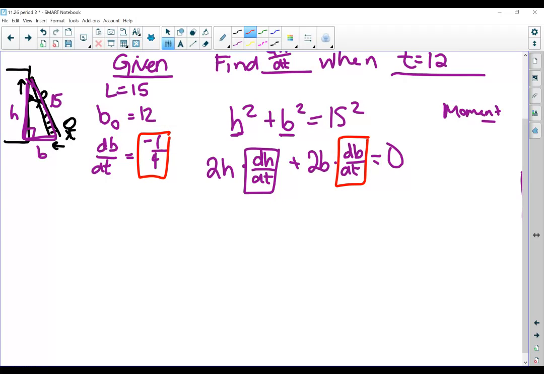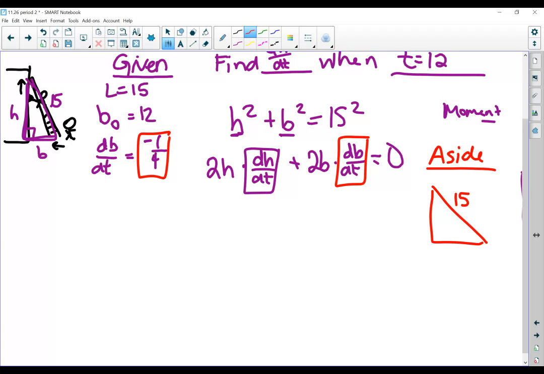Now, b and h are changing in this situation, but I have frozen this. So I need to figure out, do I know what the height and the base are at this time? And I don't think I do. I do know that it's been 12 seconds. So what I need to do then is figure out in 12 seconds, what would be the length of the base and the height of this right triangle?